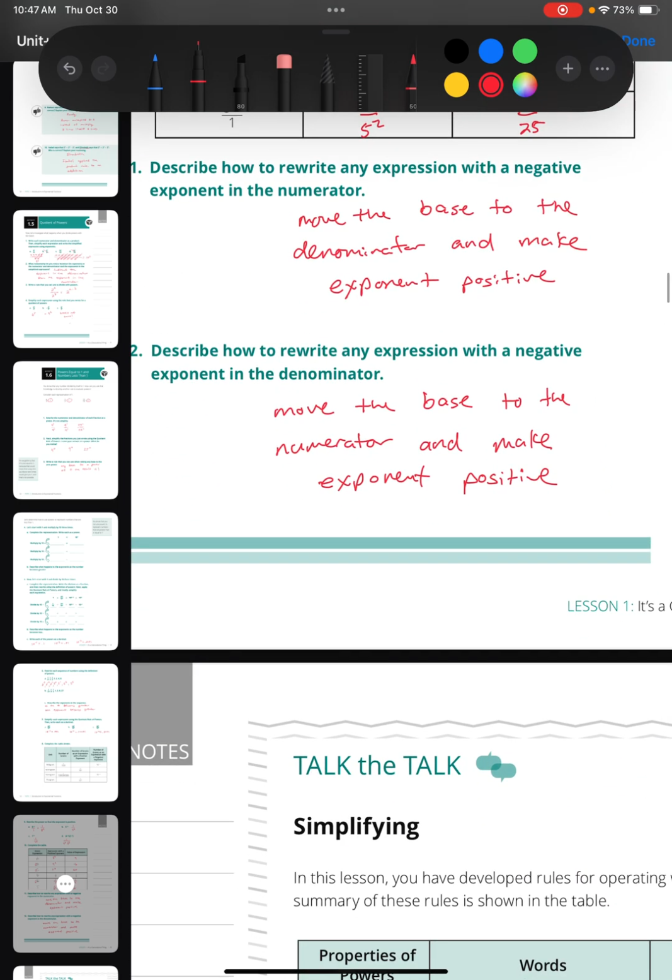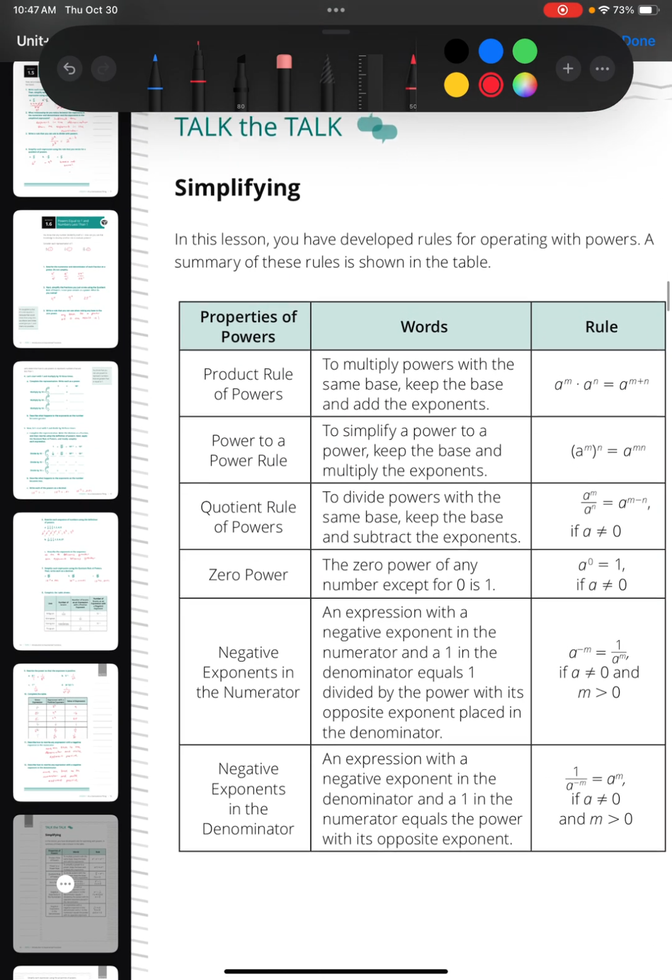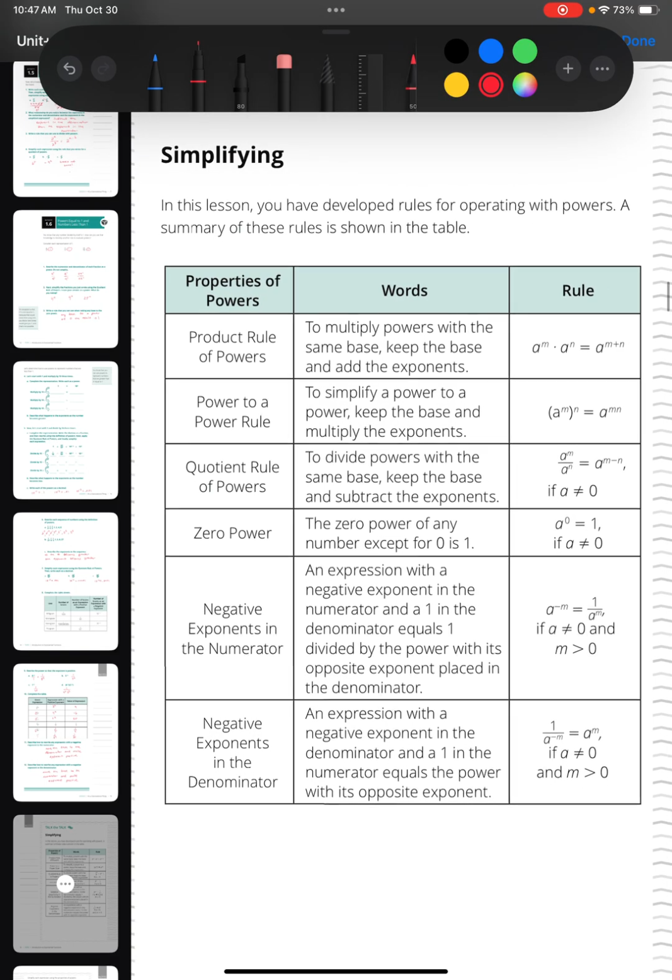All right, so wrapping it up, all our rules here. We had product rule. When we're multiplying the same base, we add our exponents. These rules are actually even on your star formula chart. They give you these rules. Power to a power rule. We're raising an exponent to another exponent. We multiply our exponents.